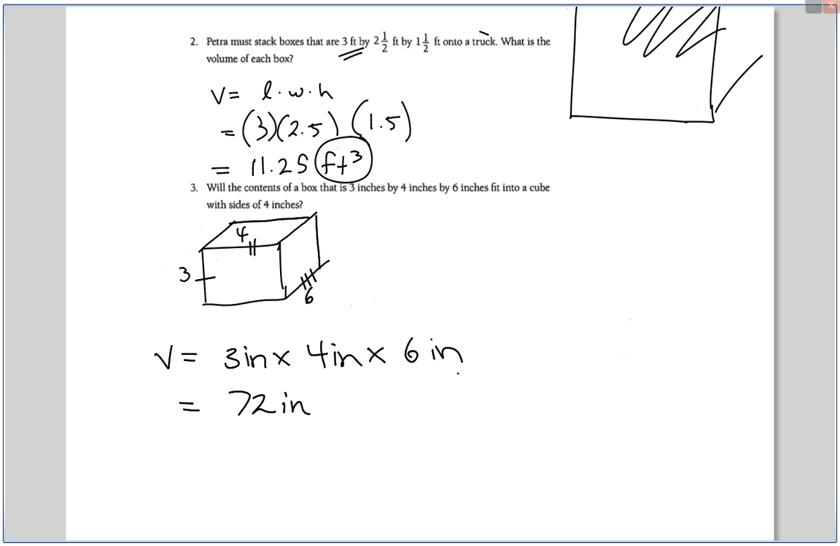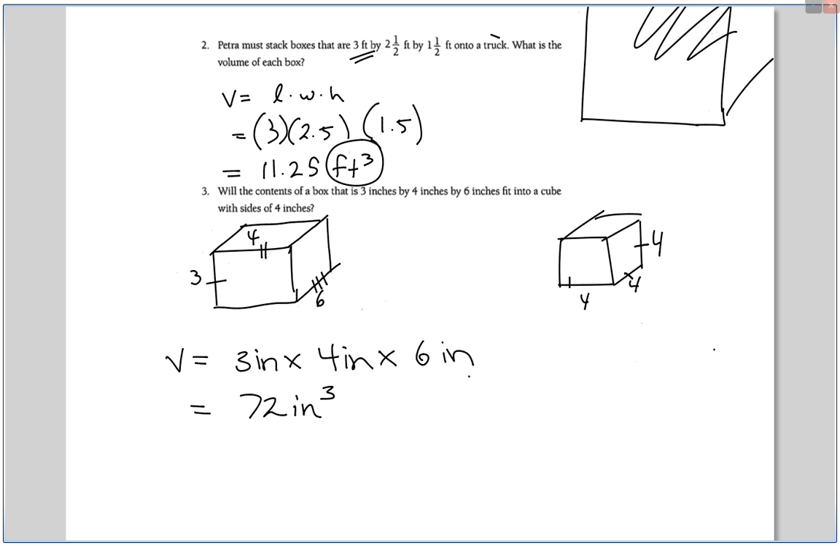72 cubic inch. Now let's do the cube. Now the cube will be 4 on each dimension. So 4, 4, and 4. So the volume, same formula, length times width times height. 4 times 4 times 4, and that is 64 cubic inches.